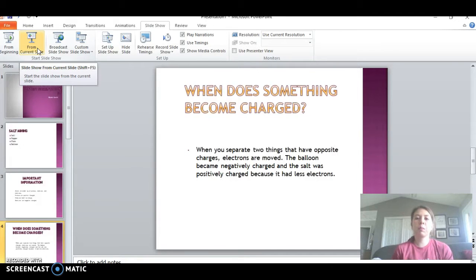I thought this experiment was really cool. I'd never done it before. It taught me more about static electricity and what the difference between protons, electrons, and neutrons are. So overall, I really enjoyed this experiment, and I would definitely recommend it and do it again.